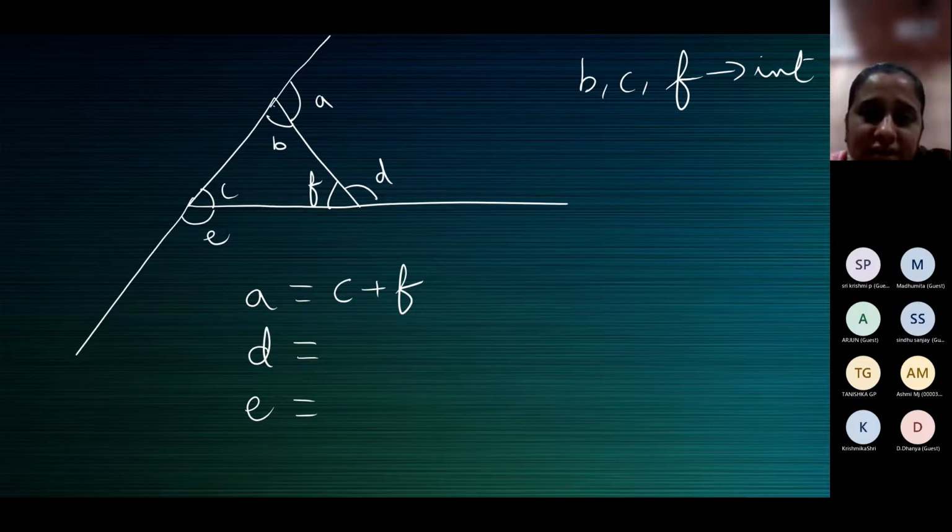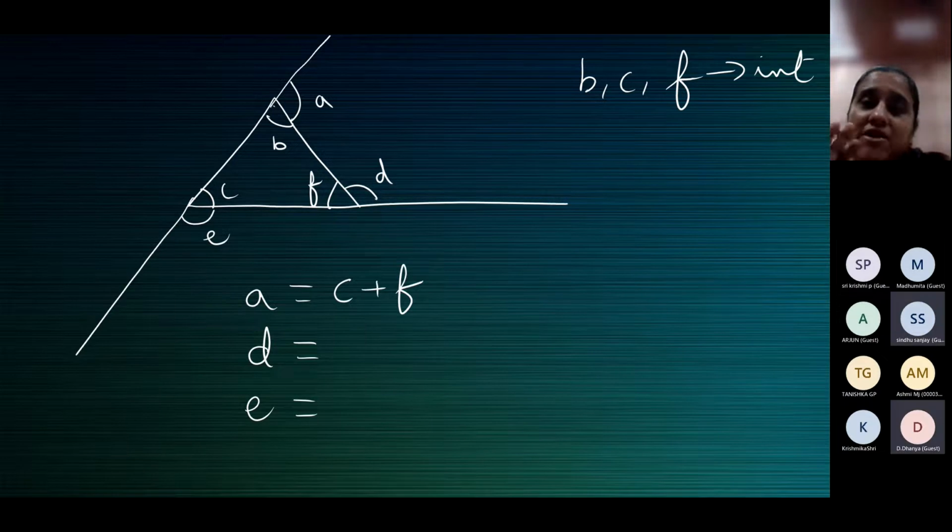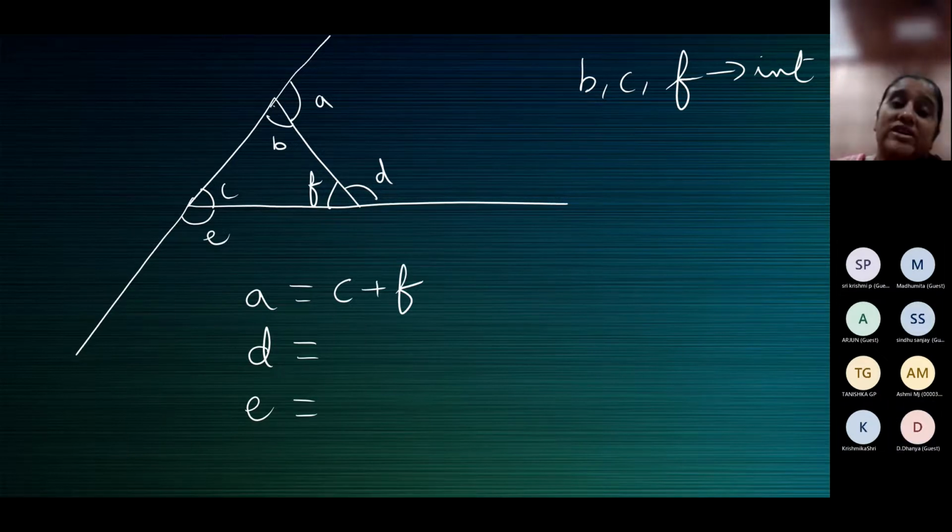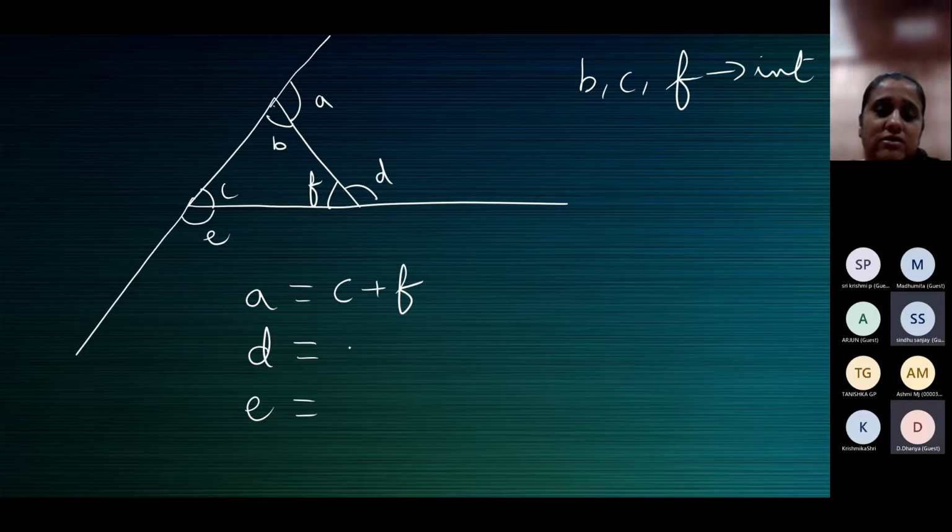Now for D, the exterior angle D, which is the immediate interior angle? F, ma'am. Yes, F. Leave F. Which are the remaining two interior angles? B plus C, ma'am. B plus C. Very good.